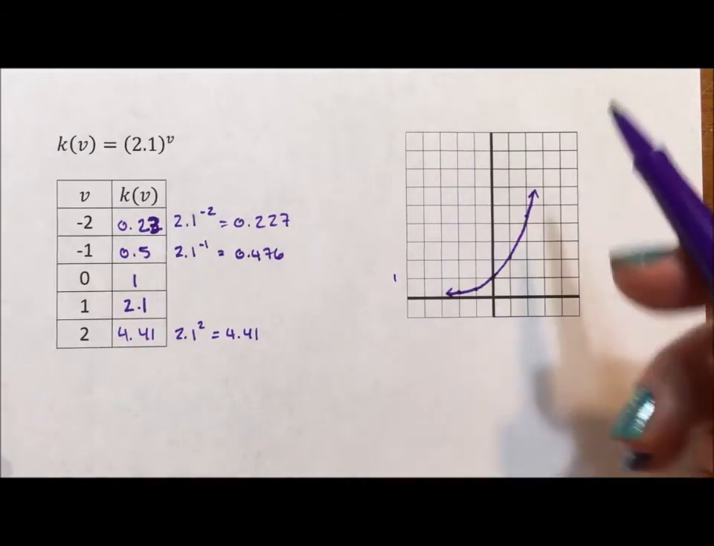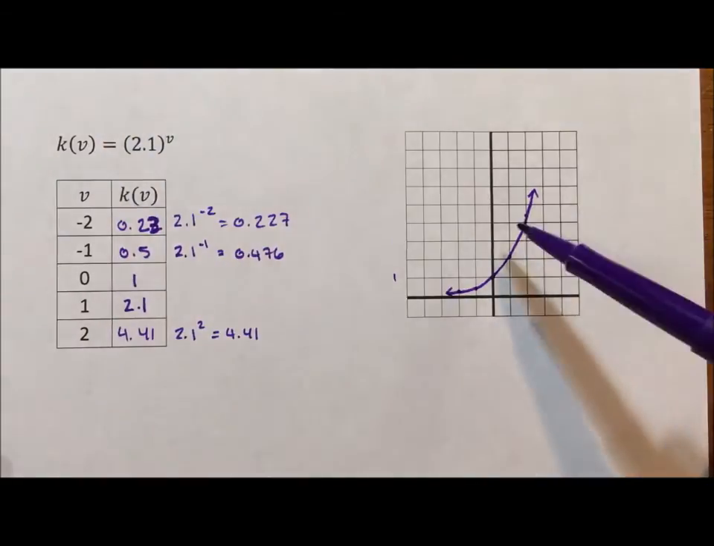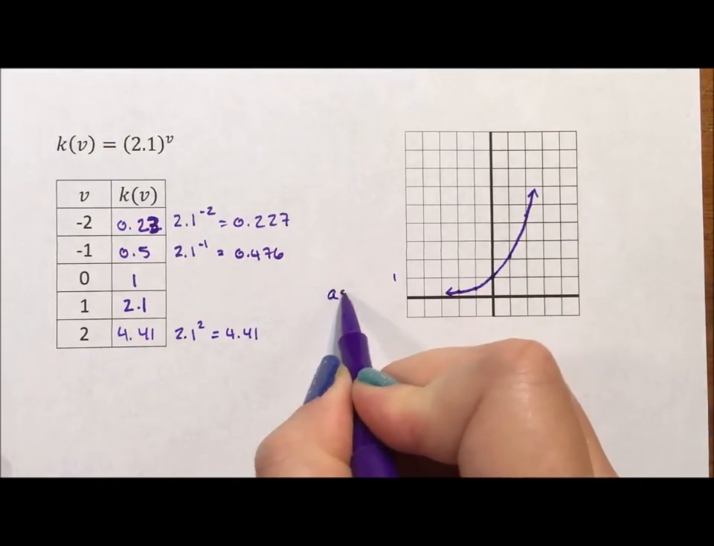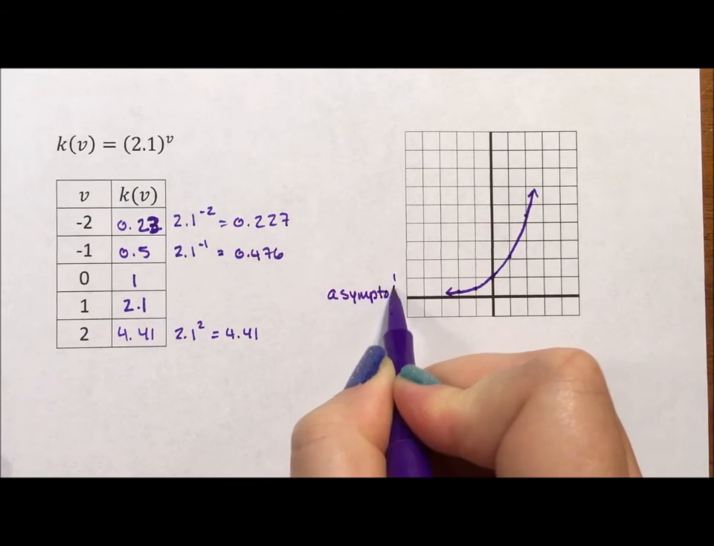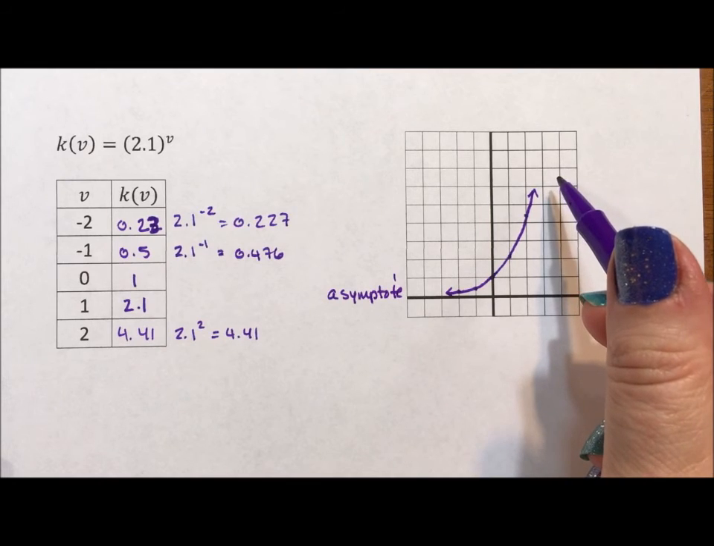Same rules as before. Notice that this one grows faster and shrinks faster because the base was 5 versus this one, which is base 2.1. We still have our asymptote here, a barrier we cannot cross. We have our arrows and we have a smooth graph.